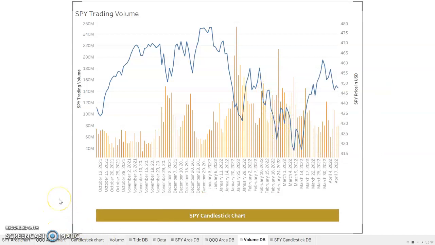So by looking at this graph, we are able to see how those events make the markets shake and go volatile, and they either sell a lot or buy a lot of stock.